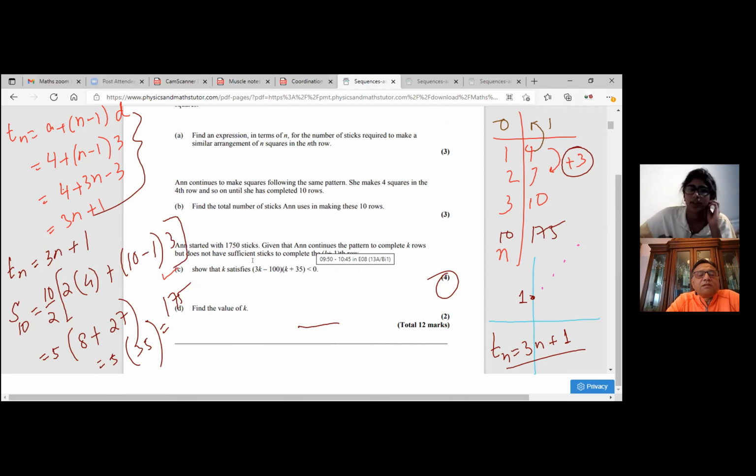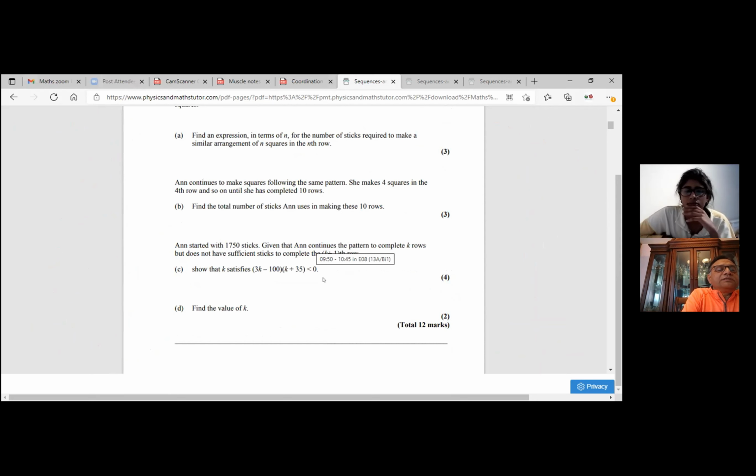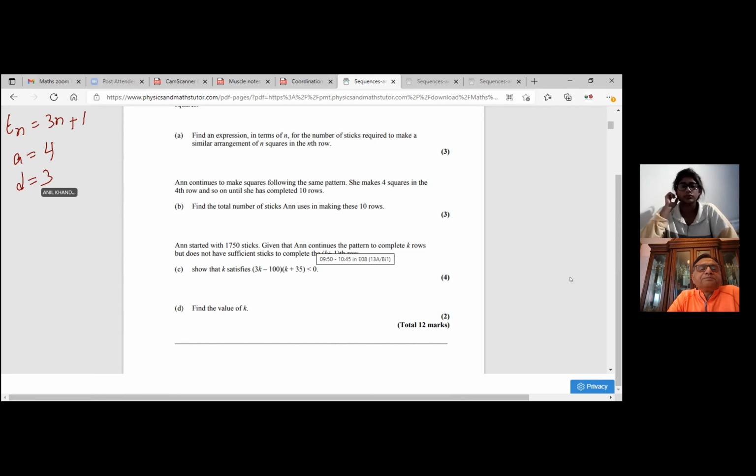So Anne started with 1,750. Okay, let me erase this and we'll write the key information here. So the key information is that we have got the nth term, which equals 3n plus 1, right? And we have the value of a, which was 4, and the value of d is 3, correct? Okay, let's continue.